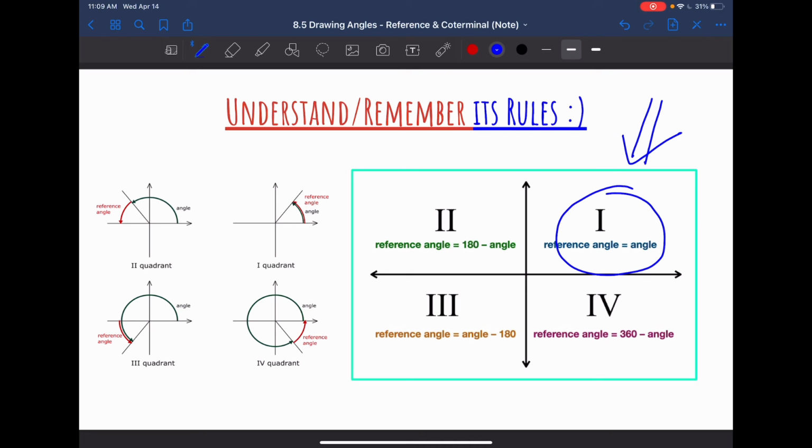Reference angle and angle itself, they are just like the same thing. Second quadrant, as we saw, if that's 120 degrees, to find this acute reference angle, you do 180 minus the given angle. So 180 minus 120, you get 60 degrees. Third quadrant, a lot of people are struggling. It's angle minus 180. So for example, if I say this is 250 degrees, to find the reference angle, which is overlapping in this case, 250 minus 180. So it will be 70 degrees.